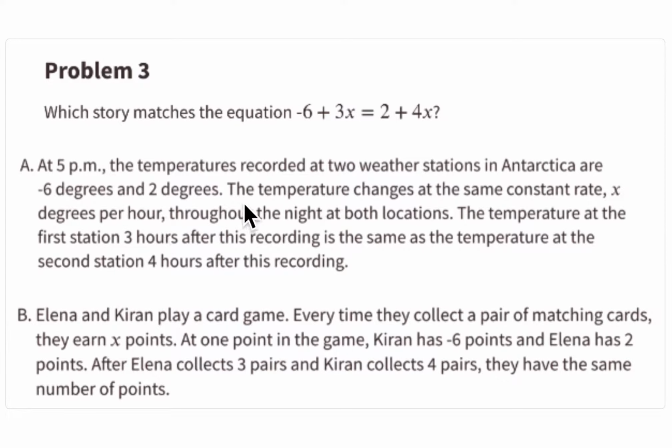So I'm going to look at it. You have two stories, and you're supposed to match which story matches this equation. The first story is about temperatures changing in two recording stations in Antarctica, so it's cold. At 5 o'clock, the temperature at one station is -6 degrees, at the other station is 2 degrees, and then those temperatures change over time.